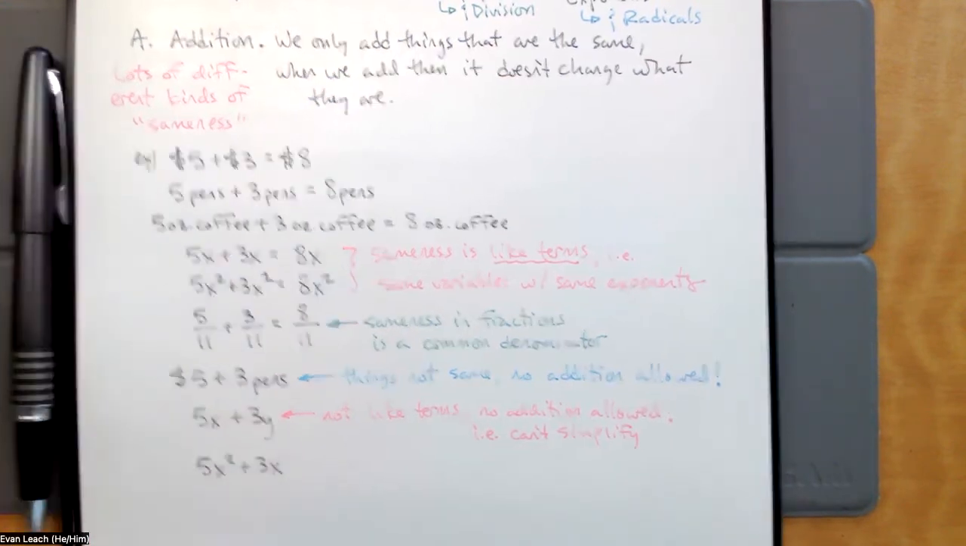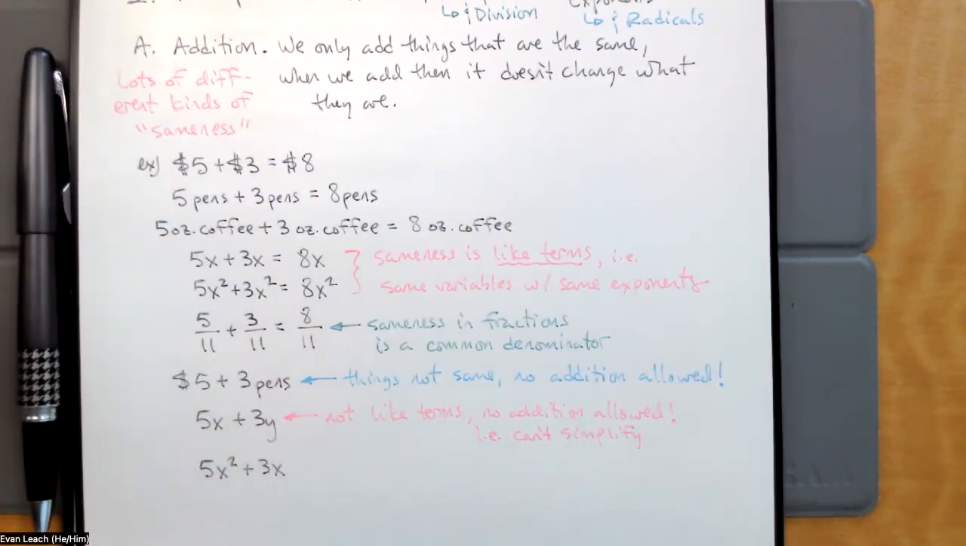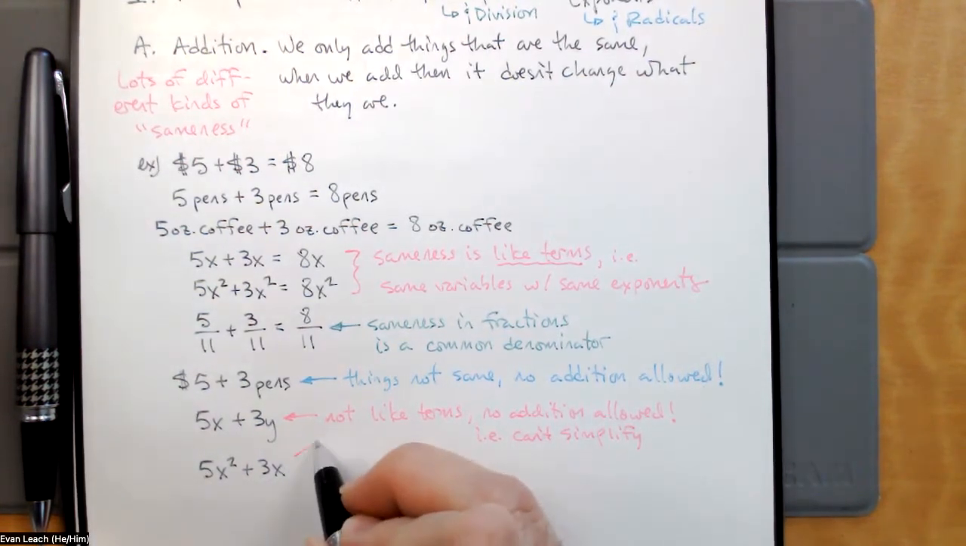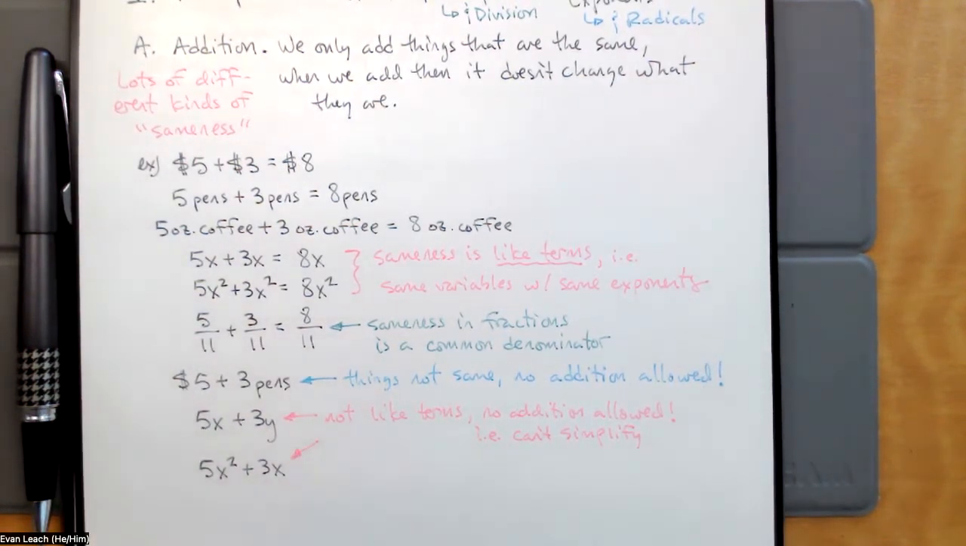What about 5x squared plus 3x? Also not 8 of anything. They're different things. We can't add things that are different. These are also not like terms. They have the same variables, but those variables don't have the same exponents. One's an x squared term, the other one is an x term. The terms are not like. So no addition there, we can't simplify.